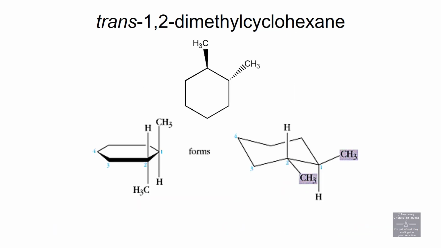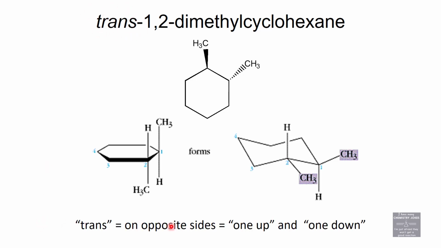So with the definitions out of the way, on to more cyclohexanes. This is a di-substituted cyclohexane. It's specifically called trans 1,2-dimethyl cyclohexane because trans means on opposite sides. One pointed up, one pointed down. This guy's up, that guy's down. We've been given a pretty picture of trans 1,2-dimethyl cyclohexane.